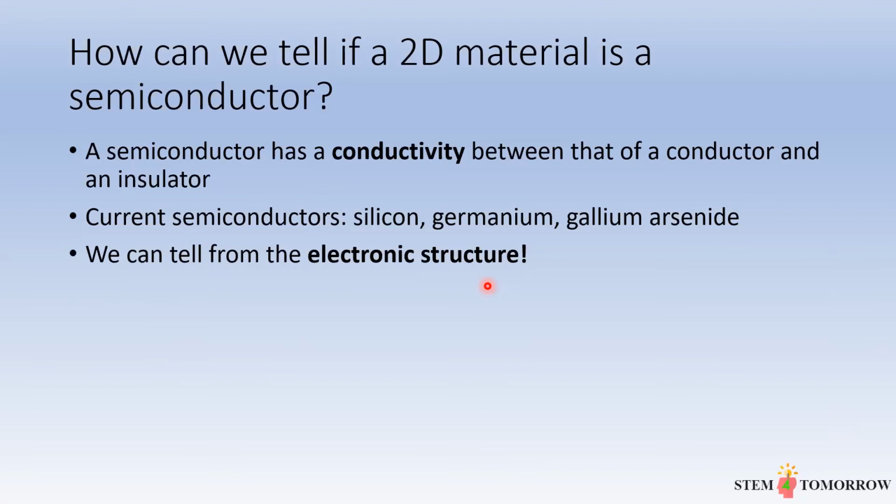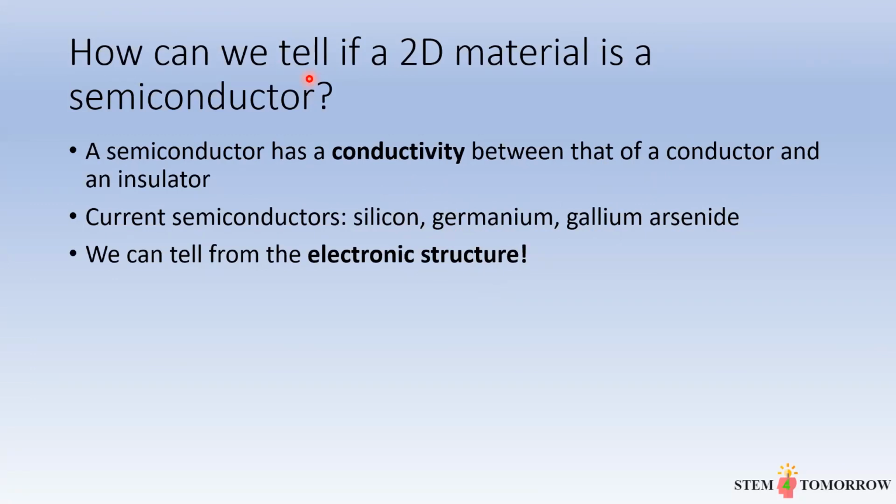Well, a semiconductor by definition has a conductivity between that of a conductor and an insulator. So it's sort of sometimes conducting and sometimes insulating. Current semiconductors are silicon, which is used in silicon chips, obviously, germanium, and gallium arsenide. And people are actually exploring how these two latter materials can be used to replace silicon to make computers even faster. But we can tell if a material is a semiconductor, especially two-dimensional materials, from the electronic structure.